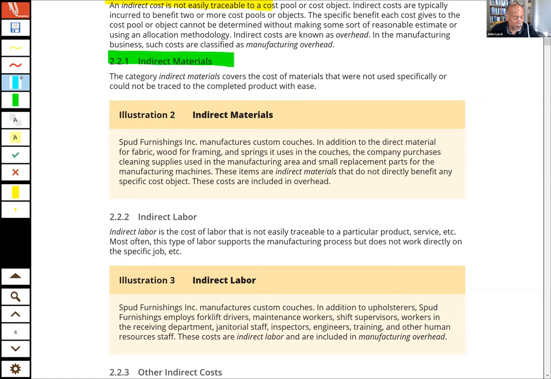So anyway, my point being that things like that caustic material, it would be difficult to trace the cost of that to any one product. That would be an example of an indirect cost.